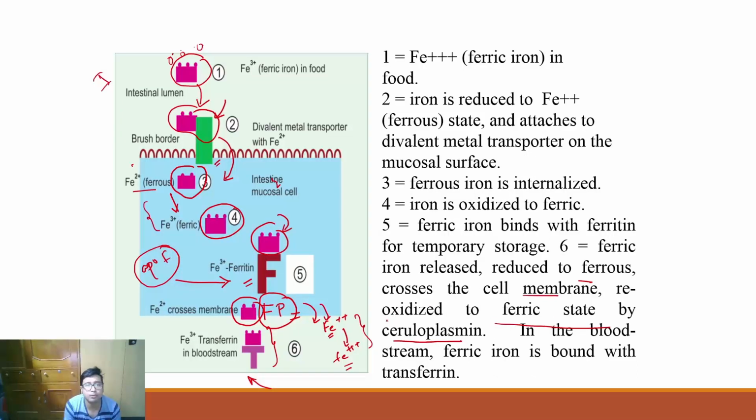So this is a protein. Over here you can include this ceruloplasmin. Fine. We will deal with this ceruloplasmin when we study copper metabolism. Yes guys, copper is also important for you.